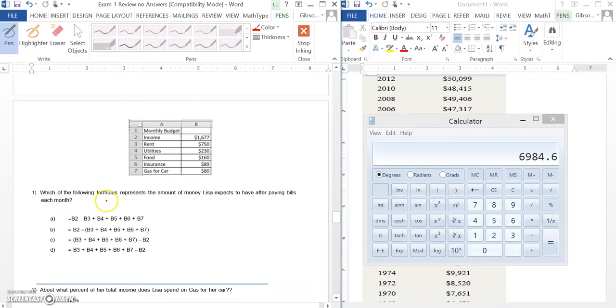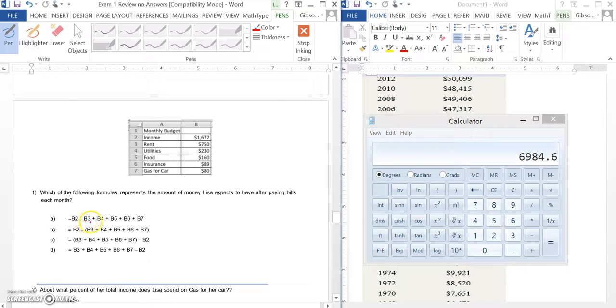Okay, so which of the following formulas represent the amount of money Lisa expects to have after paying bills each month? Okay, so basically it goes like this here. She has her income. Everything else would be subtracted from her income. So basically her income is B2. So first of all, we look here and let's take a look at these cells here.